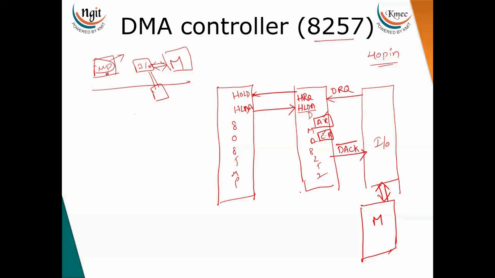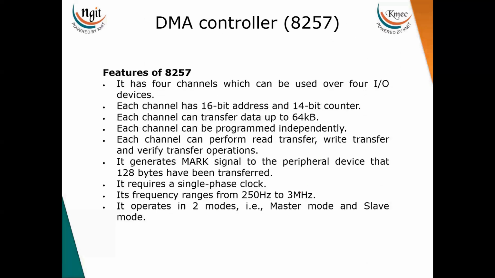Now we will see a few features of DMA. The DMA 8257 is a 40 pin IC which has 4 channels, which means 4 I/O devices can be connected to a single DMA controller. Each channel has a 16-bit address register and a 14-bit counter register to store the address and count value. Each channel can transfer data up to 64 kilobytes, and each channel can be programmed independently. Each channel can perform read transfer, write transfer, and verify transfer.